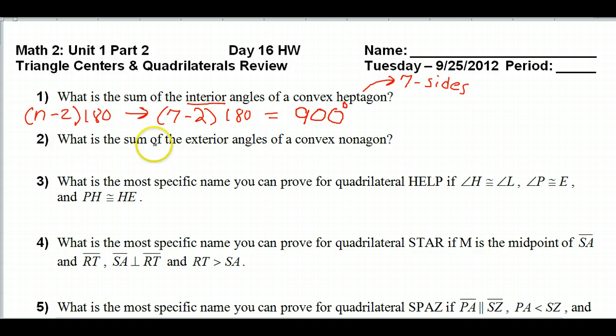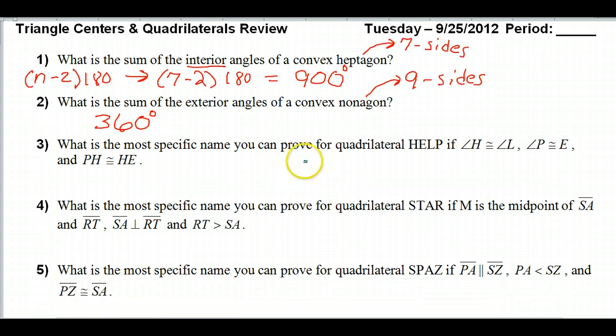Now, what is the sum of the exterior angles of a convex nonagon? I'm going to go ahead and mention what a nonagon is, but it's not going to matter for this particular problem. A nonagon has 9 sides. However, the sum of the exterior angles is always 360, no matter how many sides it has. So the answer is going to be 360 degrees no matter what.